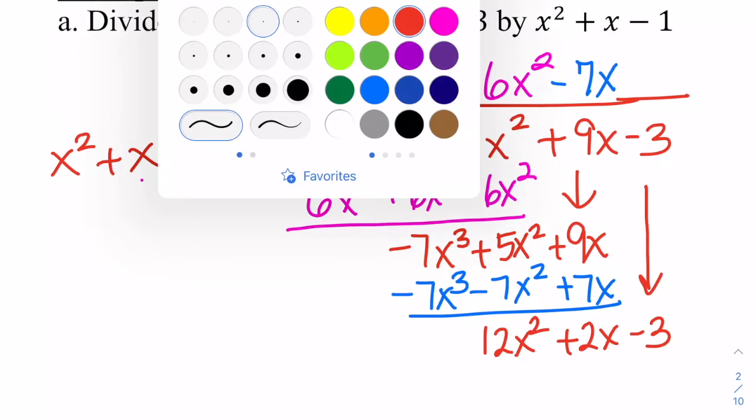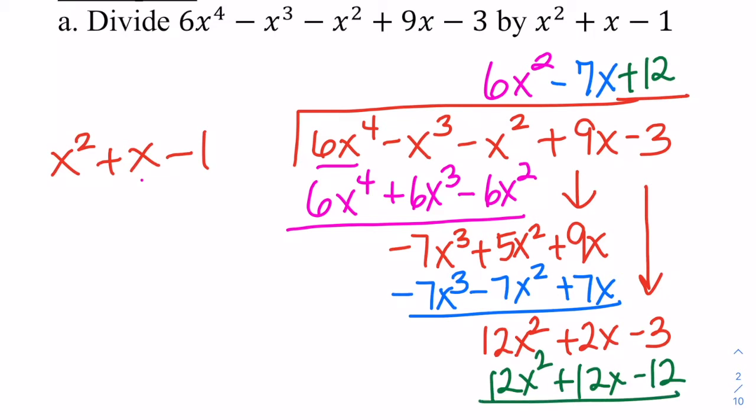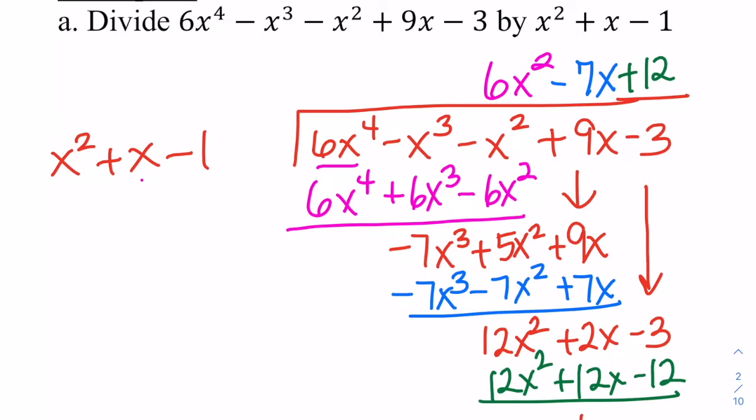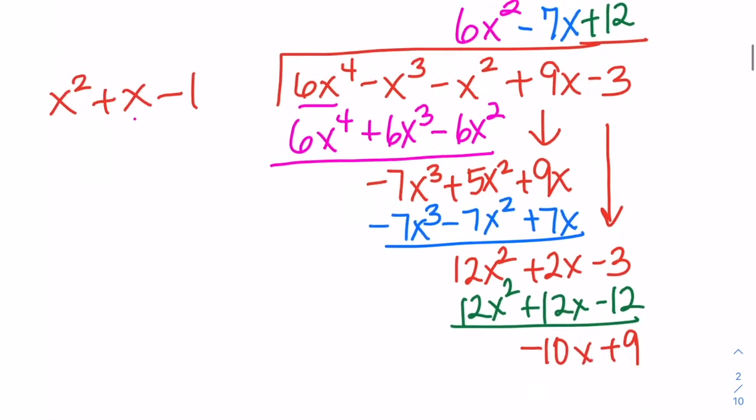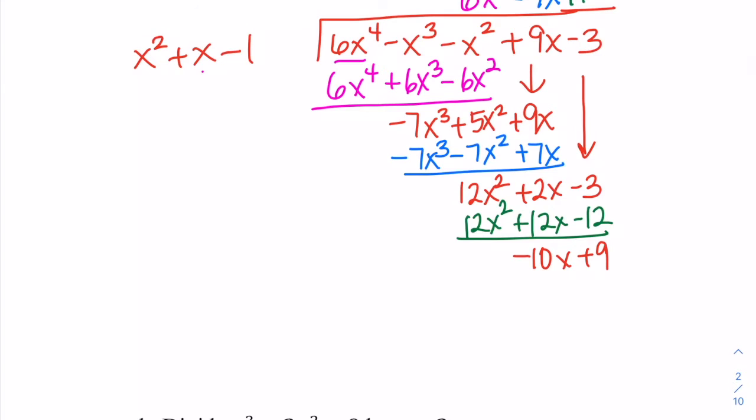Now we have to look at that 12x squared, and we need to multiply by 12 to get to 12x squared plus 12x minus 12. Again, subtracting going down, so we'll get negative 10x plus 9.